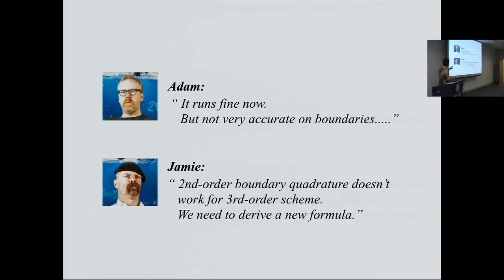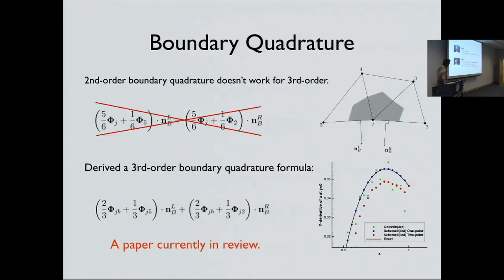But again, another problem. It's not very accurate on the boundary. And he knows where. This second order boundary quadrature that I talked about, 5, 6, and 1, 6. It doesn't work for third order scheme, and we need to derive a new formula. And we did. This is a new formula. That paper is actually currently in review. Sometime soon, I'd like to give a seminar on this one. This is also another very interesting story. But I found this, it does make a huge difference.